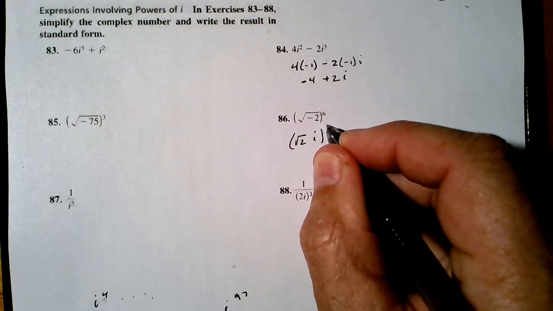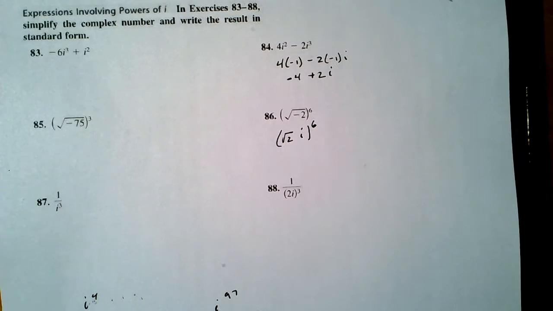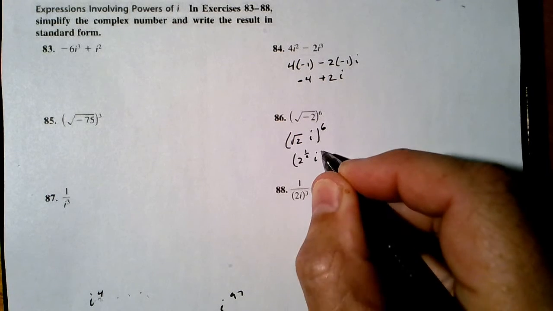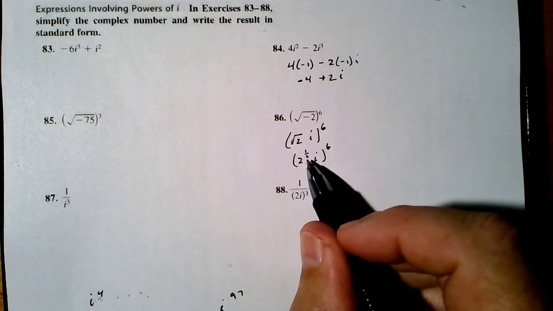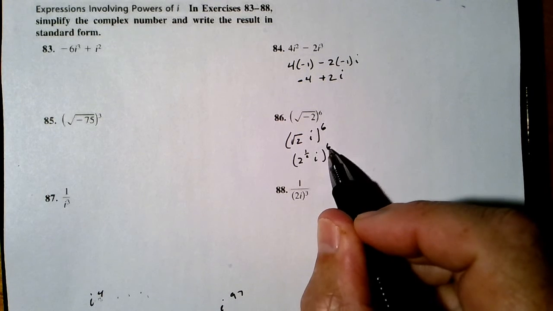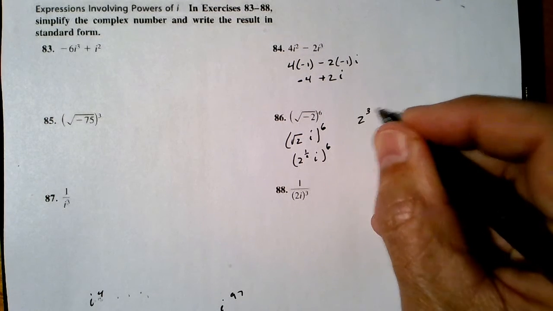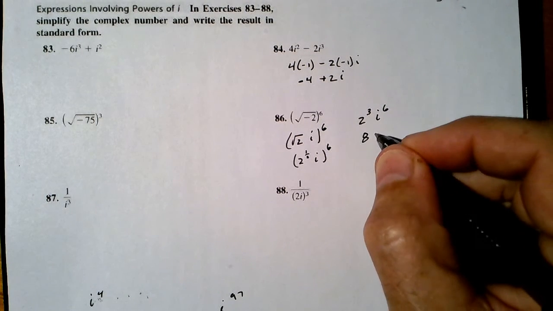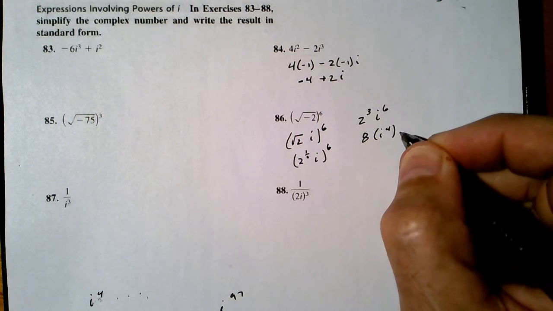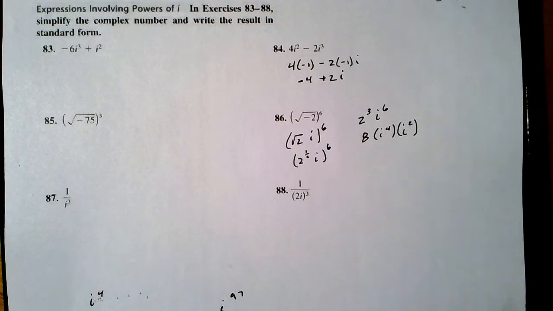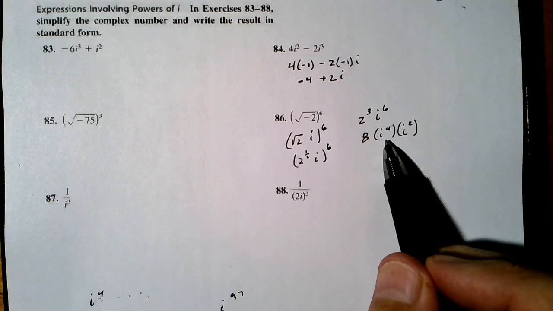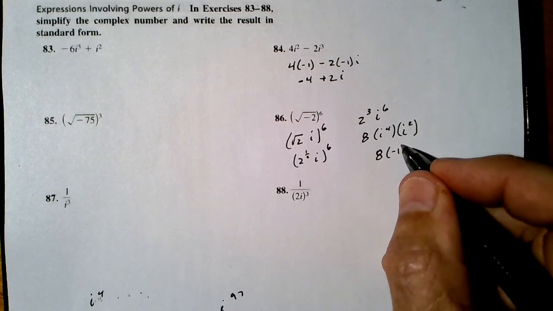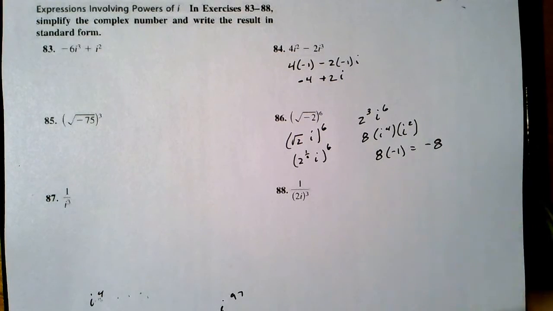Okay, so this is square root of 2i. Take the i's out first to the 6th. Might even want to think of this as 2 to the 1/2, i to the 6th. 2 to the 1/2 to the 6th is 2 to the 1/2 times 6. 2 to the 3rd, i to the 6th, that is 8 times i to the 4th times i to the 2nd. And i to the 4th is 1. So that is 8. I squared is -1, so we just get -8.